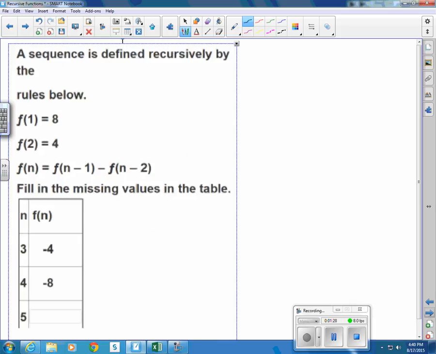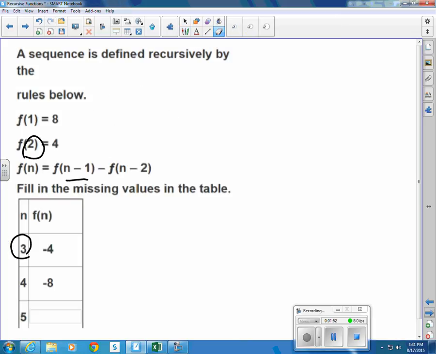So this one has different numbers, but it's a similar rule: you go to the one right before it and subtract the one before that from it. So the one right before the third would be the second one. So I say 4, and then I subtract the one 2 steps before it, so that would be the 8. So that's how you get the negative 4.